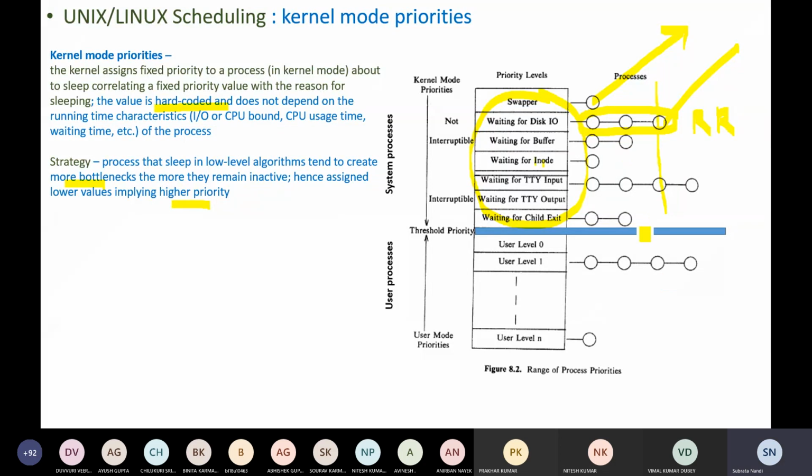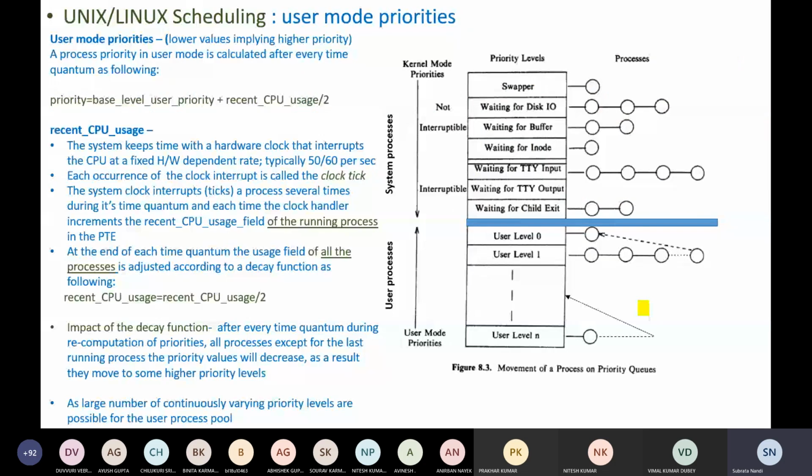Okay, but the time quantum is the same for all of them. So now let us see how the user mode priorities are calculated.